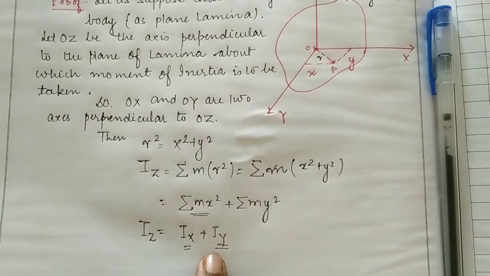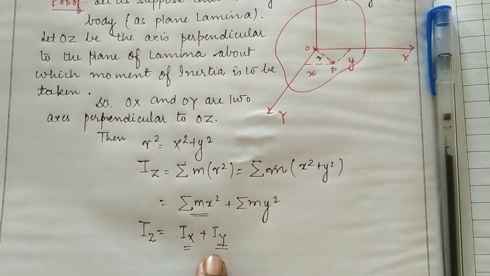Okay students, so these were the two theorems: the theorem of parallel axis and the theorem of perpendicular axis. On the basis of these, there are various formulas given inside your book. You can go through your book and find those formulas.